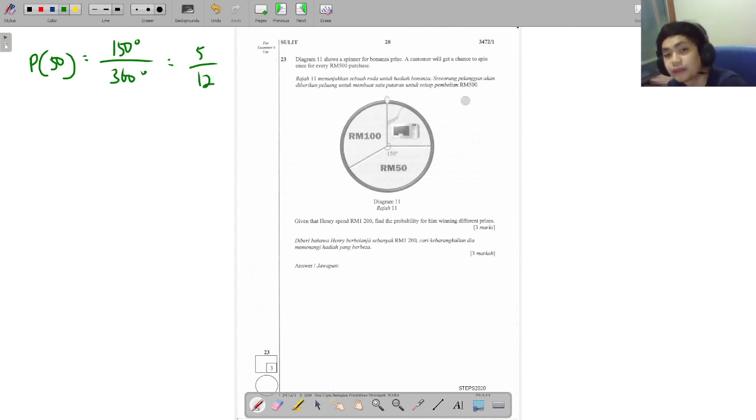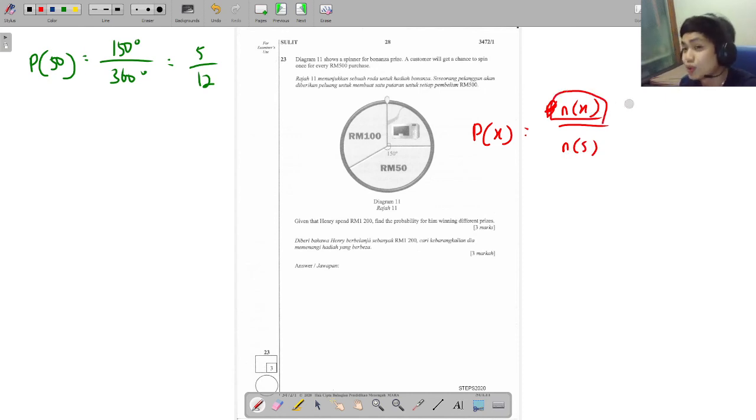Because from the formula, the probability of x would be number of x over number of sample. So number of x means how many x's are there, or how many chances to get x are there, and n(S) is the total of everything in that set. In this sense, this set is a circle. So 50 ringgit takes 150 degrees off that circle, and the whole circle is 360. So 150 divided by 360 works.